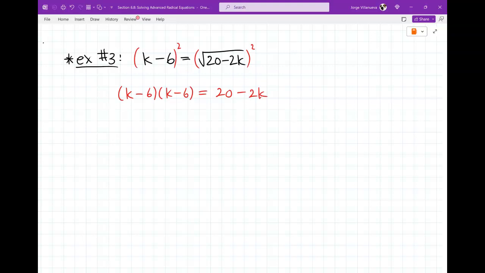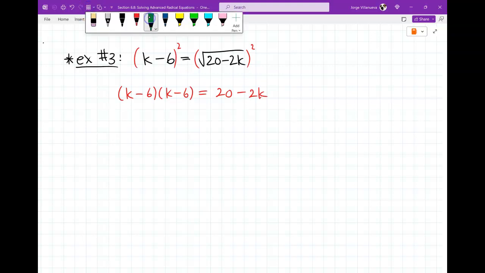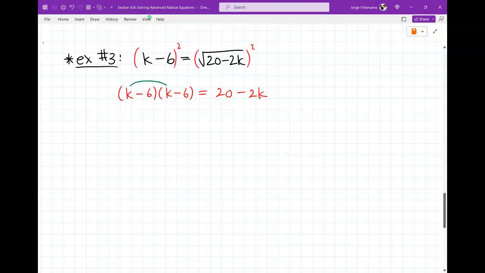So the right side was easy. The left side, I mean, not terrible. Remember, K minus 6 squared means to write it twice, right? So I wrote it out 2 times. Now I'm going to have to distribute that. So let's work through this slowly here.